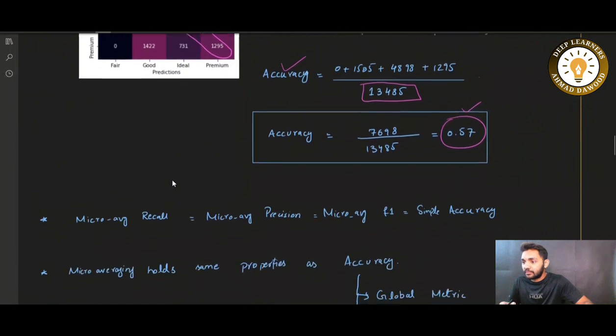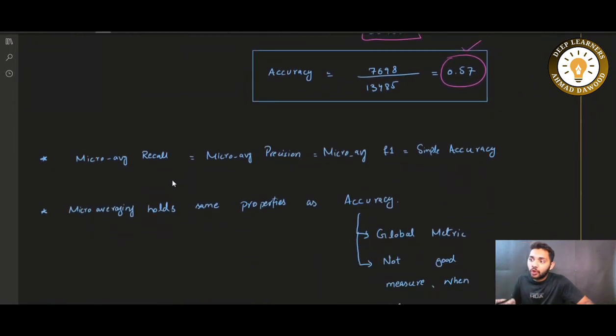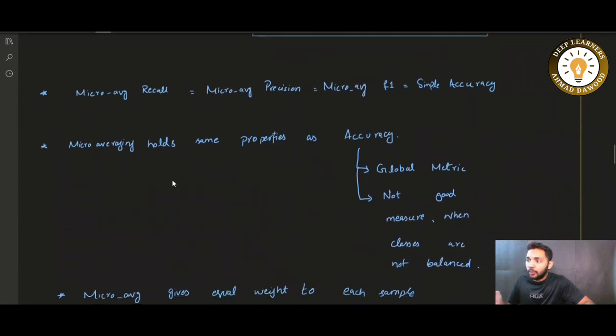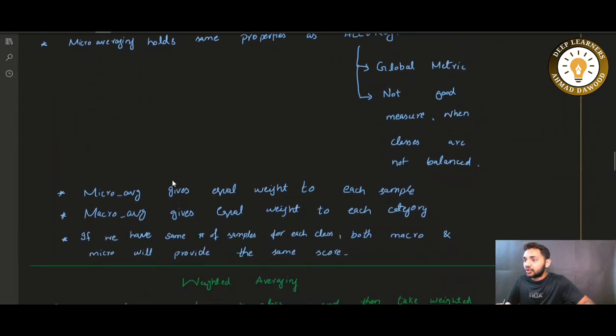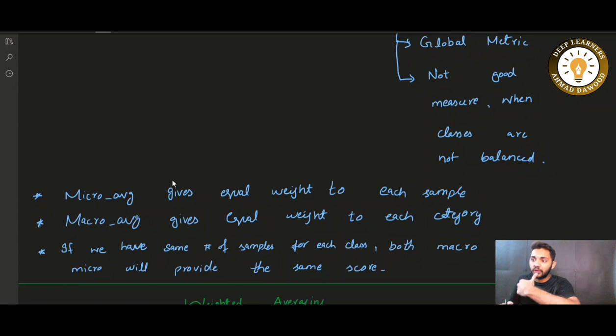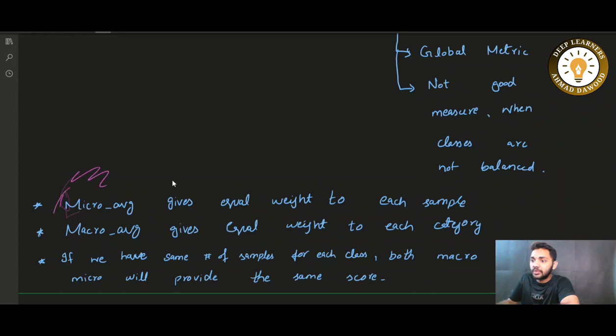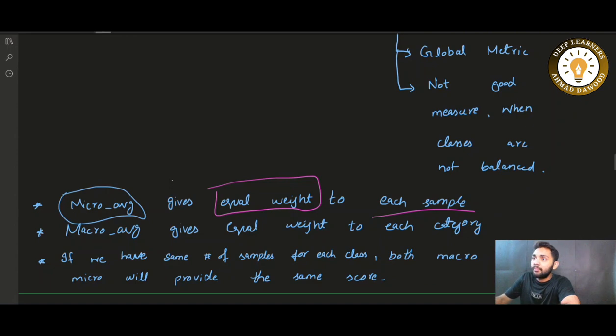Okay, so now we will discuss some points. Micro average holds the same property as accuracy: it is a global metric, not good for measuring when classes are imbalanced. Now we will see the difference between micro average and macro average. Micro average gives equal weight to each sample, but macro average gives equal weight to each category, or you can say each class.